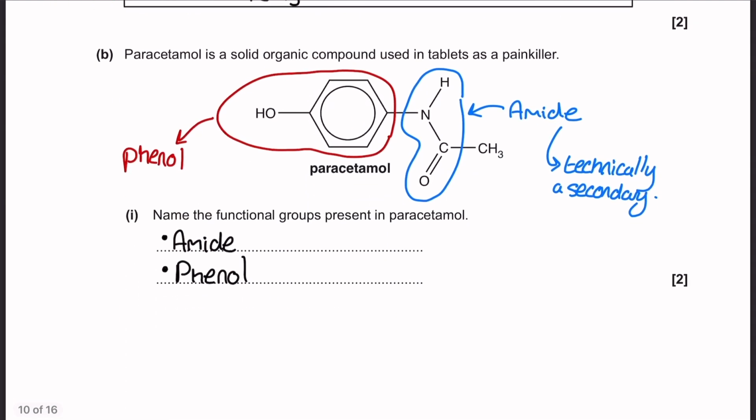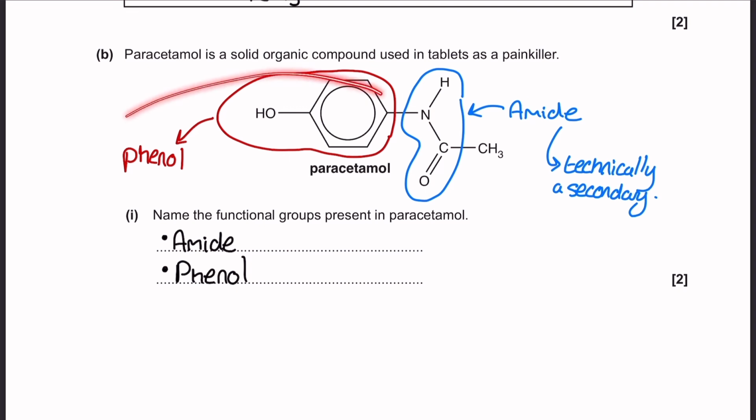Next bit, paracetamol is a solid organic compound used in tablets as a painkiller. Name the functional groups present in paracetamol. And so what I've done for you here is I've circled up what the functional groups are. I've given loose circlings to this. I know that in biology exams, for example, you're very often asked to put a box around a certain functional group. That doesn't really happen in chemistry exams.